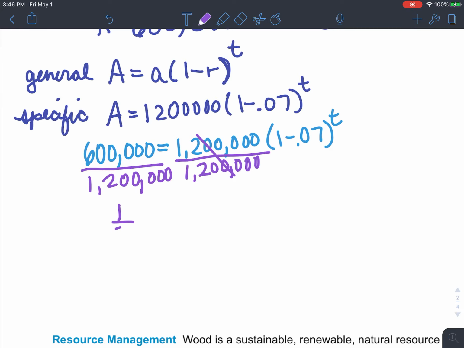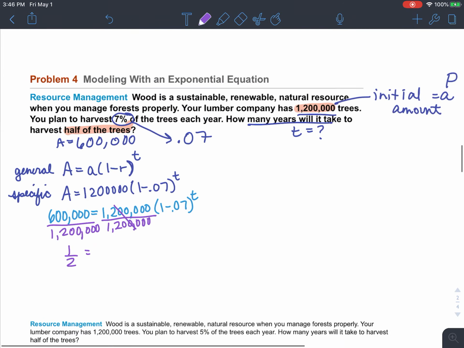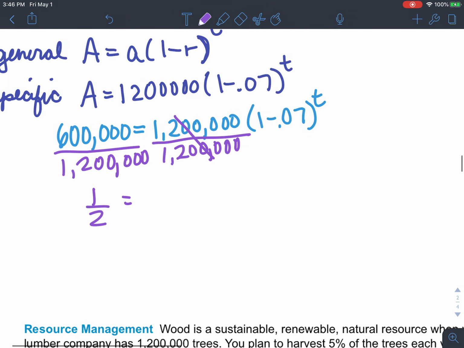So now this is 1/2. Of course it is, because they asked us when half of the trees would be left. This is not a coincidence. And now this will be 0.93 to the t.